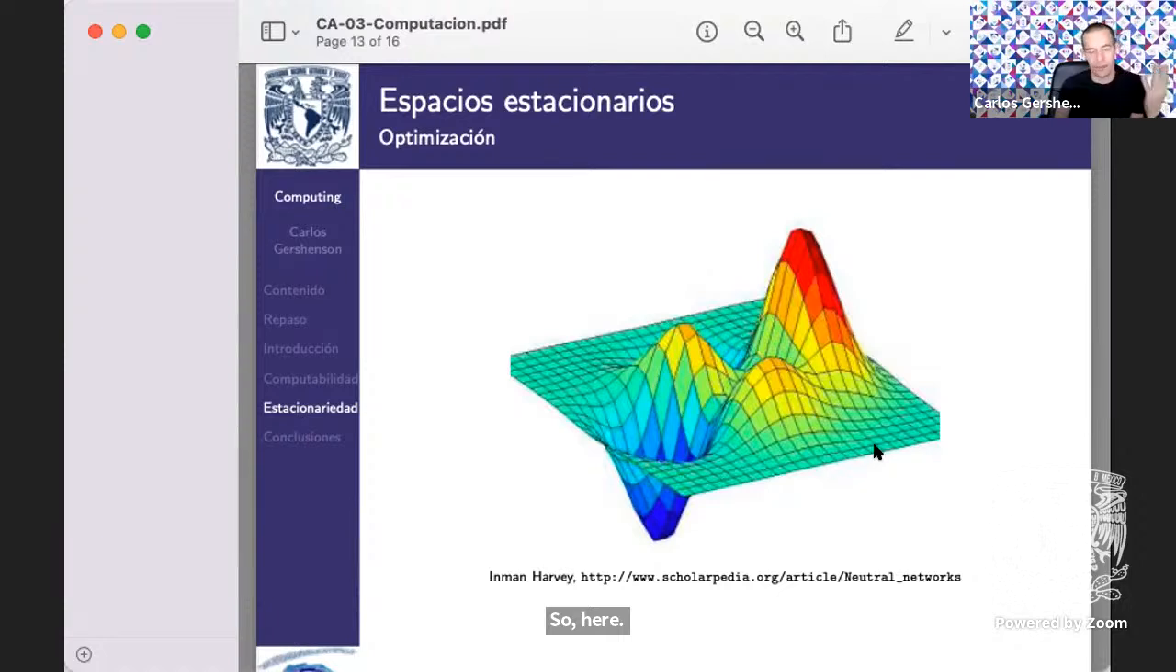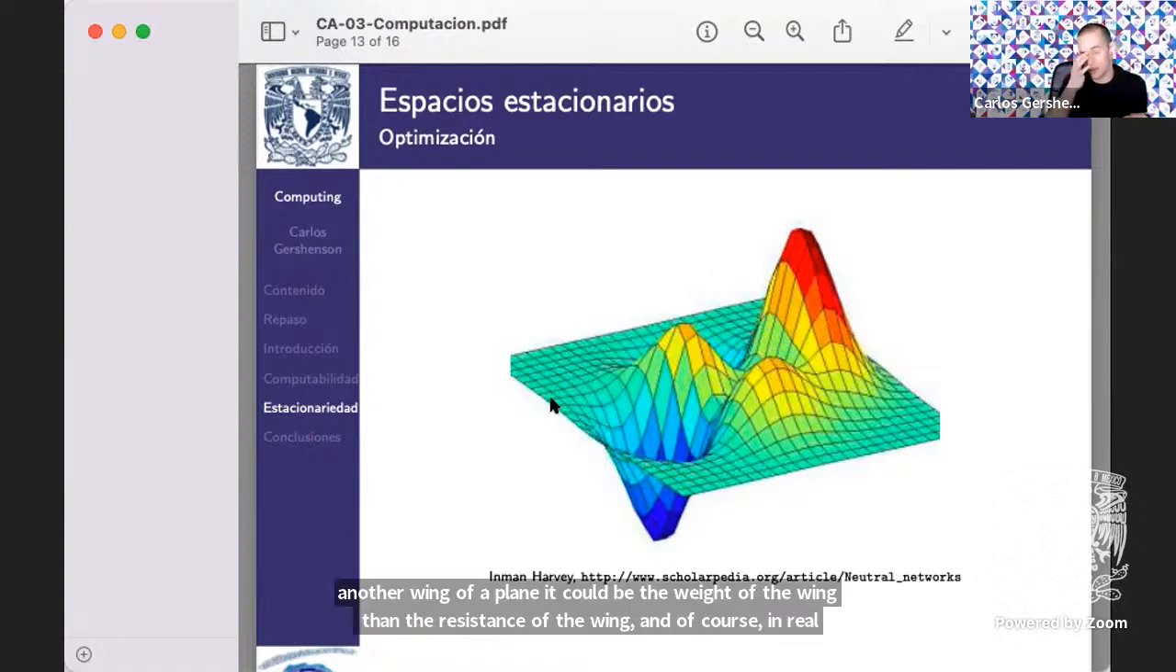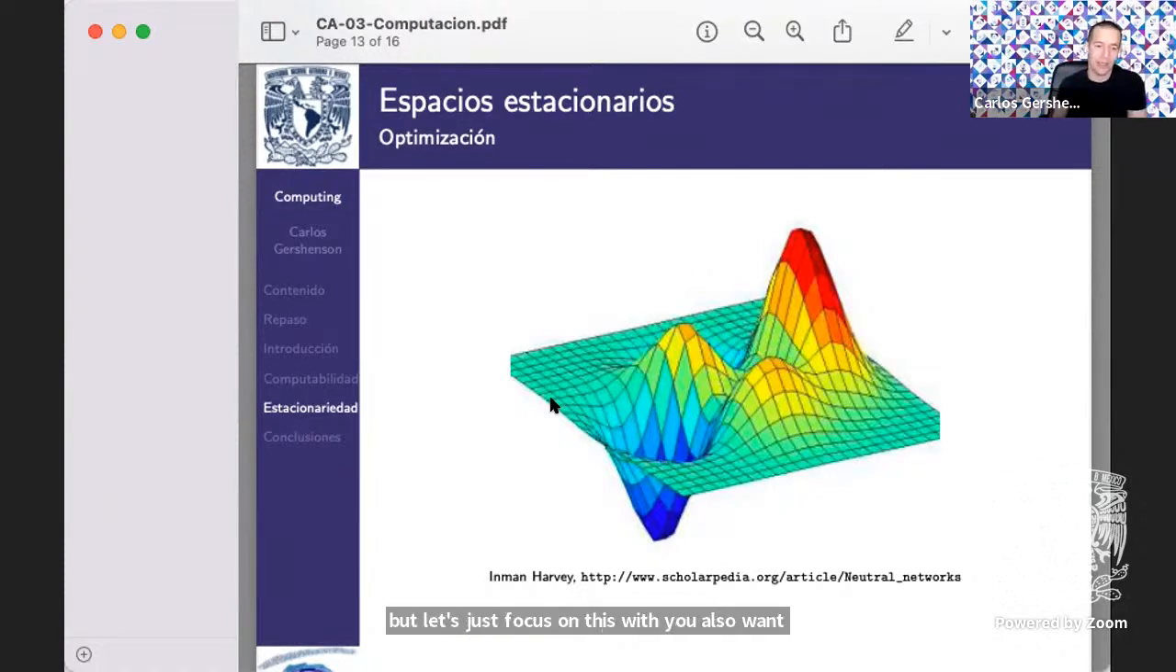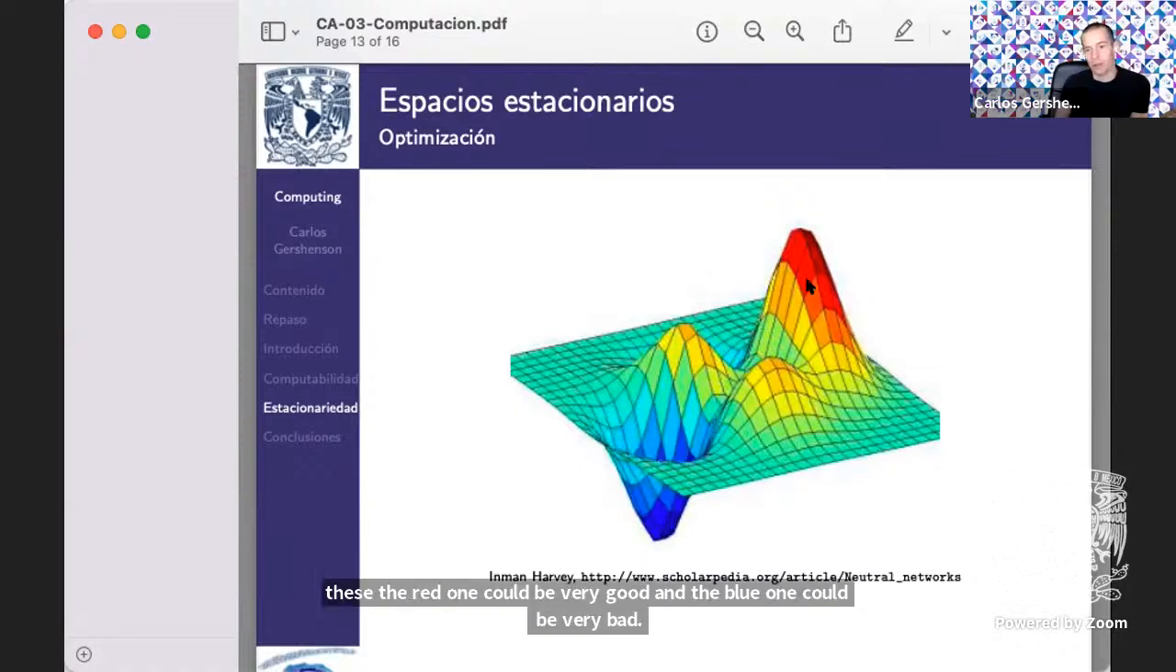It could be, I don't know, if we are building the wing of a plane, it could be the weight of the wing and the resistance of the wing. And of course, in real wings, you have many more variables, but let's just focus on this. So you also want to minimize cost and maximize resistance and so on. So if you change one variable, then how will that affect another variable? And then let's say the solution, in the vertical axis, it could be how good is that solution. So the red one could be very good and the blue one could be very bad. So optimization deals with how to find these solutions.